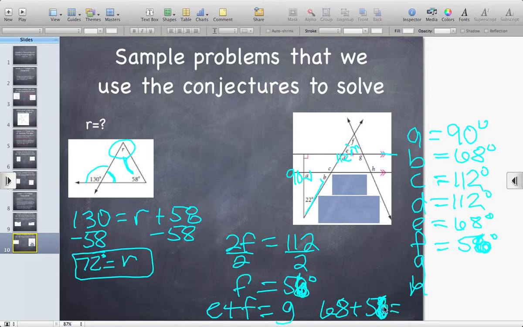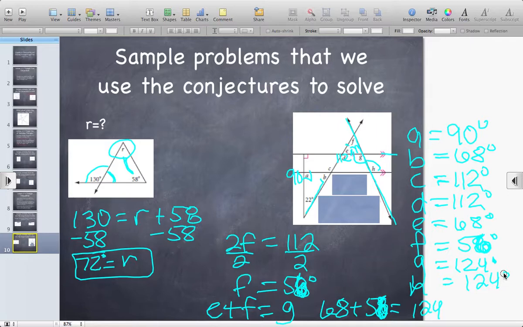Now we can add E plus F. 68 plus 56 is 124 degrees. So that means G is equal to 124 degrees. And then again, we know that this line that G is part of is a transversal to parallel lines. So G and H are congruent to each other since they are alternating interior angles. So if G is 124 degrees, it means H is 124 degrees.